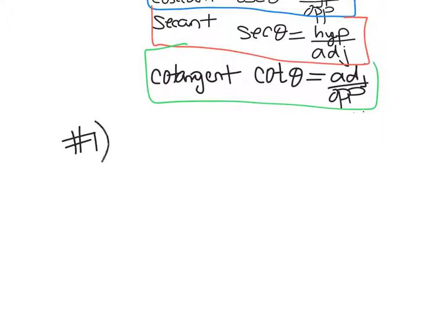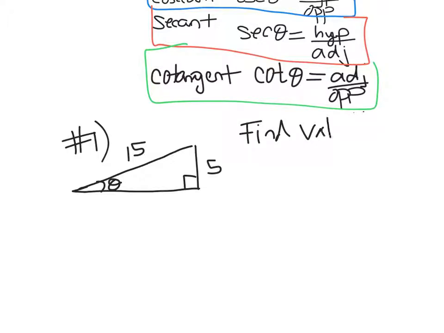First example of the day, number 1. All right, suppose that I have this triangle here, where this side is 5, the hypotenuse is 15, and our right angle is there. And I'm going to go ahead and put theta over in this corner. This is theta. And we are going to find the value of all 6 trig functions of theta.